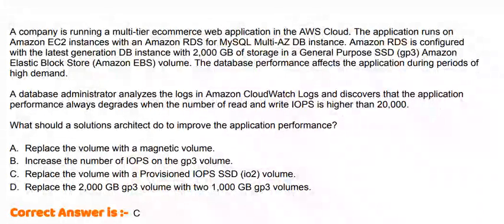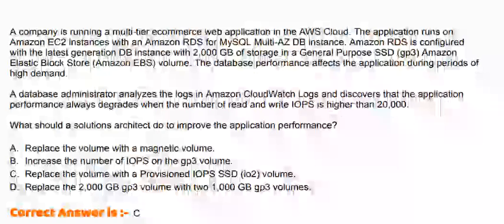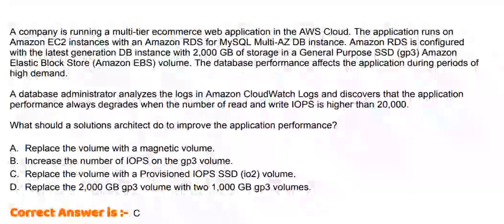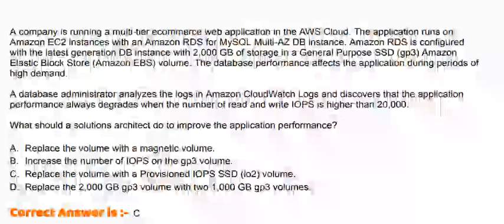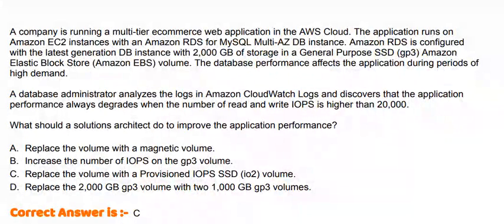Option A. Replace the volume with a magnetic volume. Option B. Increase the number of IOPS on the GP3 volume. Option C. Replace the volume with a Provisioned IOPS SSD volume. And option D. Replace the 2000 GB GP3 volume with two 1000 GB GP3 volumes. And the correct answer is option C.